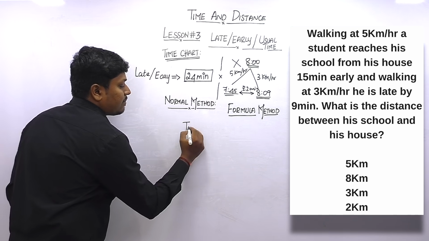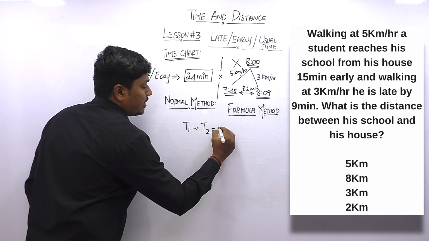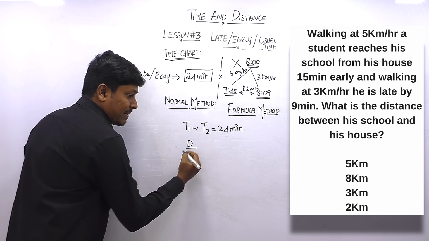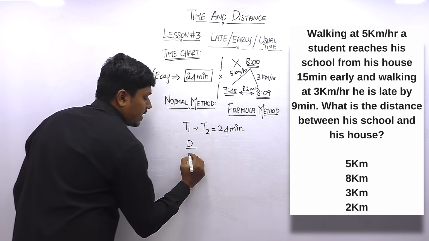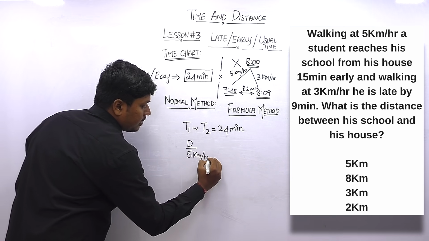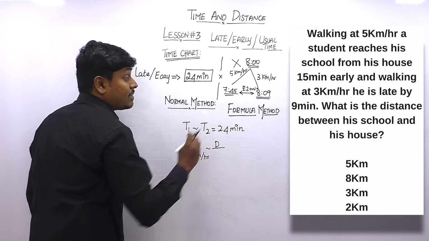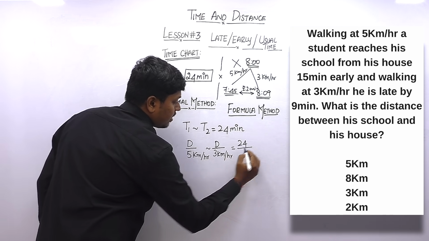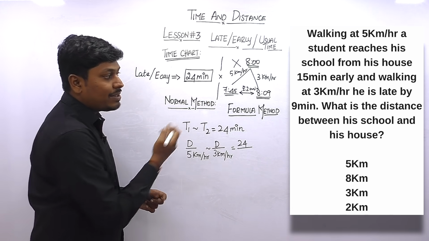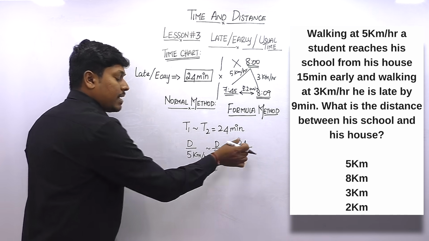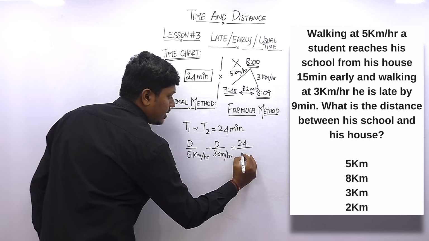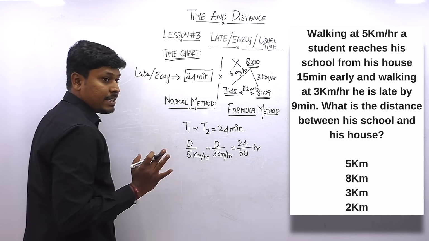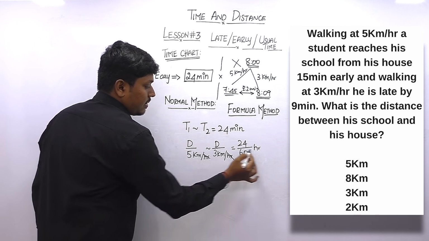So now the time 1 minus time 2 will be 24 minutes. Time is distance divided by speed, and the distance is common. So d divided by 5 km per hour, minus d divided by 3 km per hour, is equal to 24 minutes. In order to convert the minutes to hours, why? Because all the given options are only in kilometers, so our target is to eliminate the hours. So let me convert the minutes into hours by dividing by 60. Now the right hand side term is in hours and the left hand side term is also in hours, so we can cancel the hours.